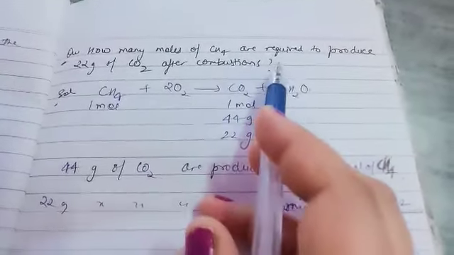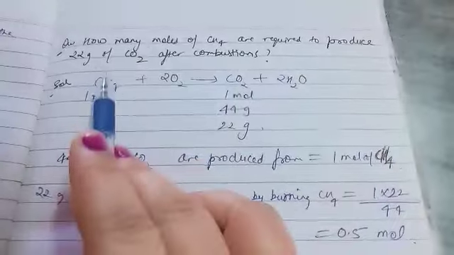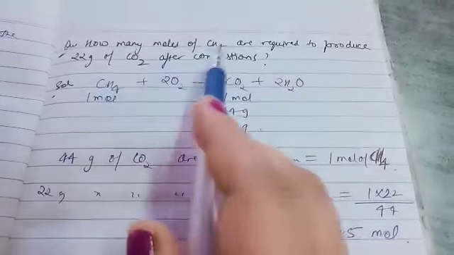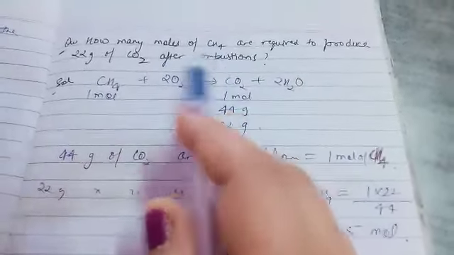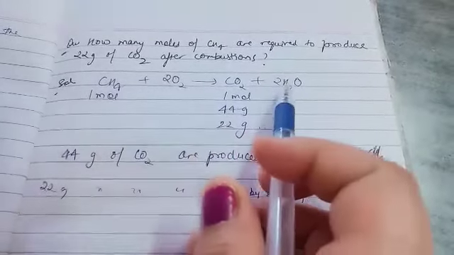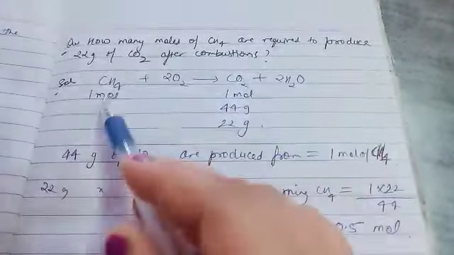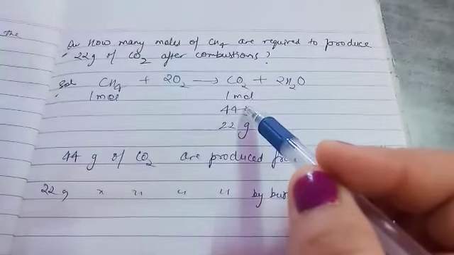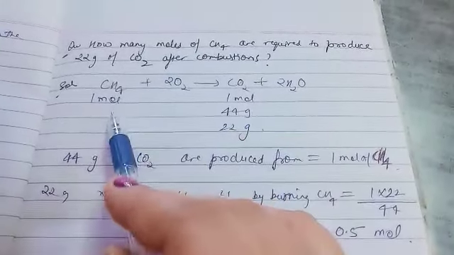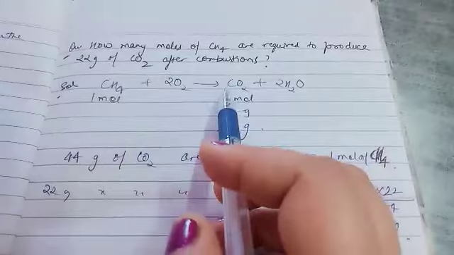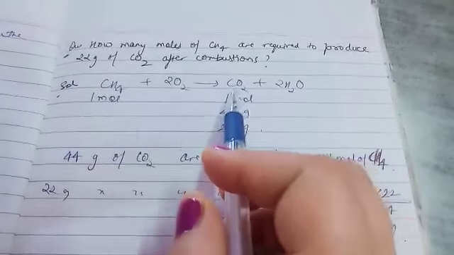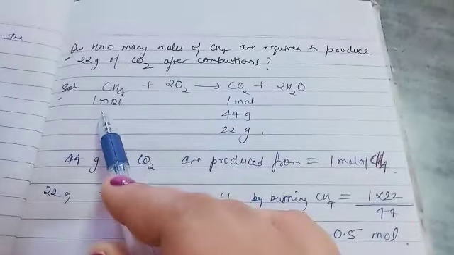You can take another example also. Now just see, how many moles of CH4 are required to produce 22 gram of CO2 after combustion? Again, it's a methane combustion reaction, same, CO2 plus H2O, balance it. Now here, methane and your concern is with CO2. So when 1 mole reacts with 2 moles of oxygen, it gives only 1 mole of CO2. So this is 1 mole.